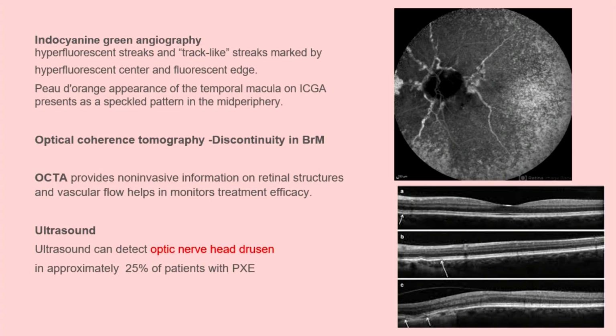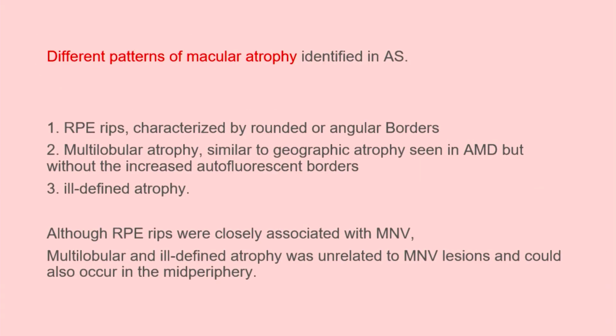In OCT and OCTA, we can make out a focal break in the Bruch's membrane. In ultrasound, if it is pseudoxanthoma elasticum, 25% may be associated with optic nerve head drusen, which can be seen in the ultrasound B scan.